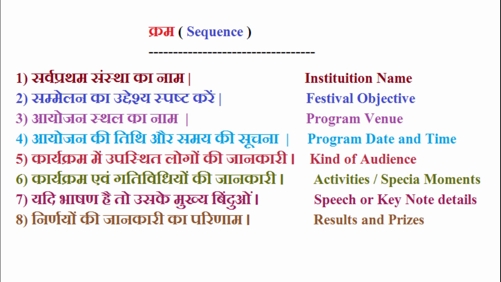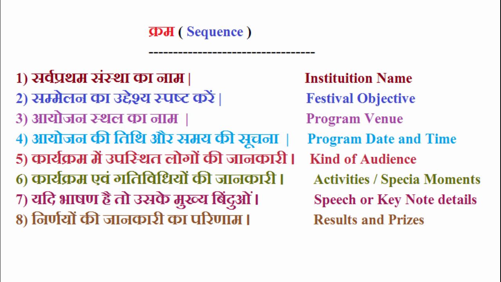Number 3, आयोजन स्थल का नाम. That means you have to write the location, the venue exactly. Number 4, आयोजन की तिथि और समय की सूचना. You must include the date and time of that particular function.